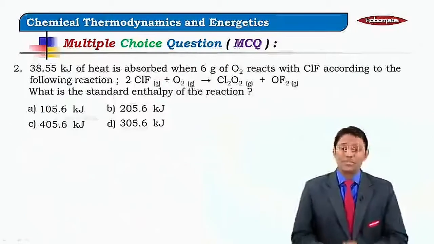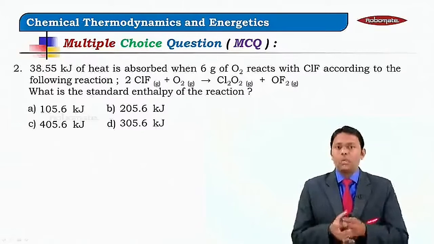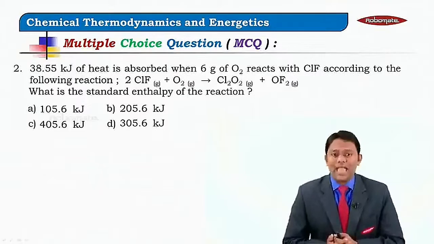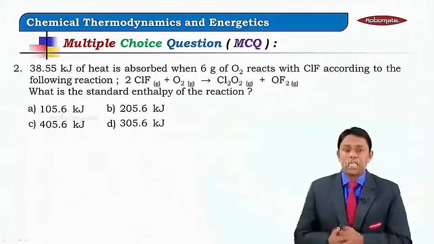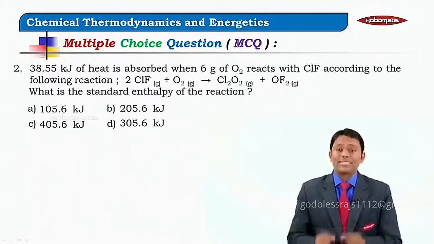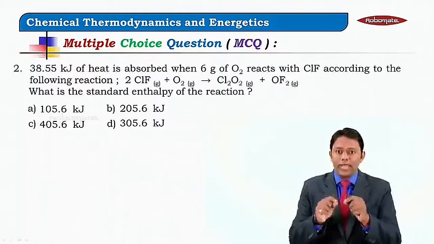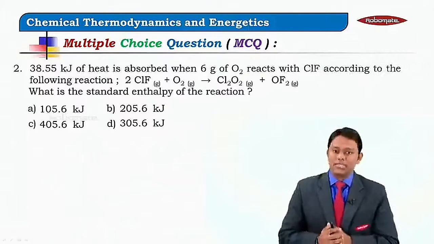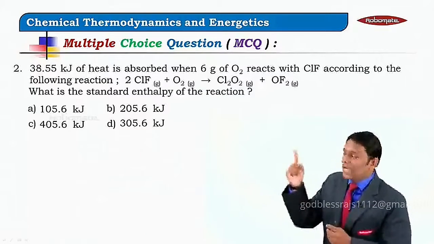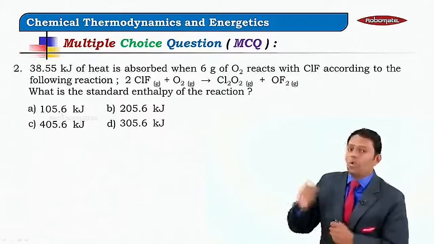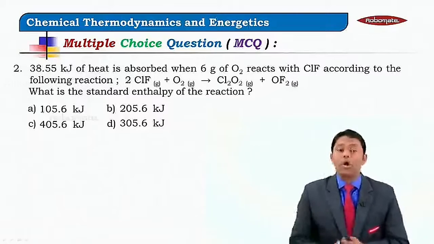Let's go to the second question, which says that 38.55 kilojoules of heat is absorbed when 6 grams of oxygen reacts with ClF according to the following equation. There is an equation given, and we have been told to calculate the standard enthalpy of this reaction. That means we have to calculate the enthalpy change for this particular reaction, that is either 2 times ClF, or 1 mole of oxygen, or 1 mole of Cl2O2, or 1 mole of OF2.